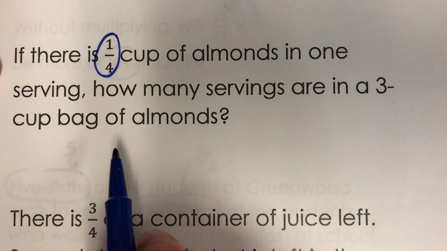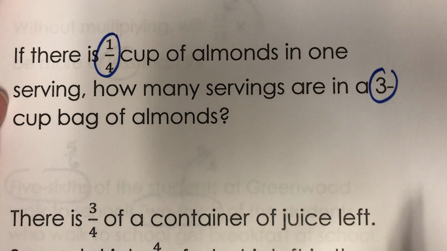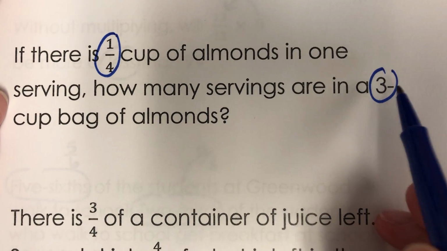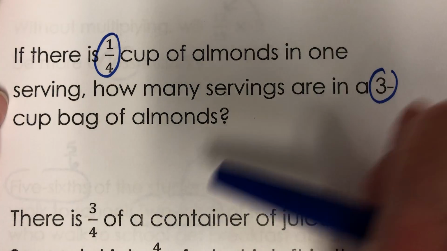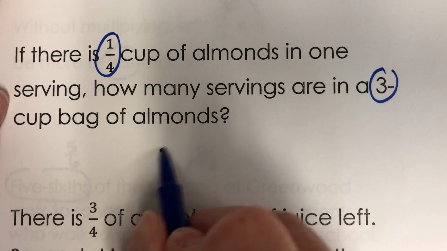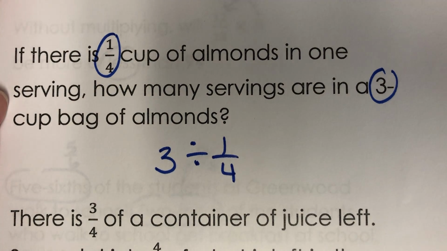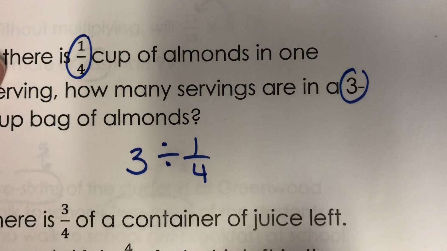All right, if there is 1/4 of a cup of almonds in 1 serving, how many servings are there in a 3-cup bag of almonds? So picture we have this 3-cup bag of almonds and we're going to repeatedly take out 1/4. We're repeatedly subtracting 1/4. We're taking this 3 and dividing it up into 1/4 cup servings. So this should be division.